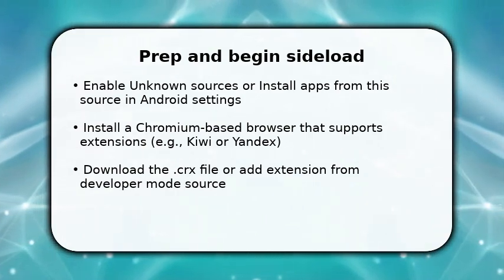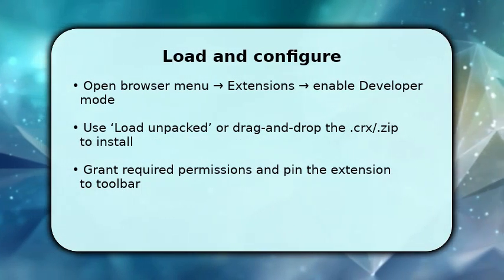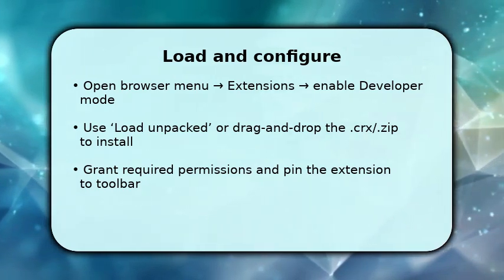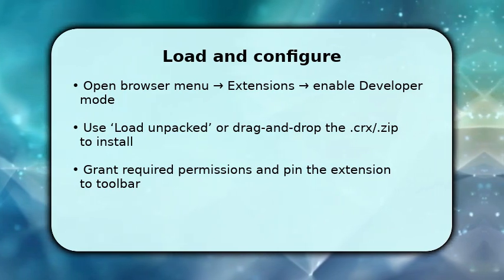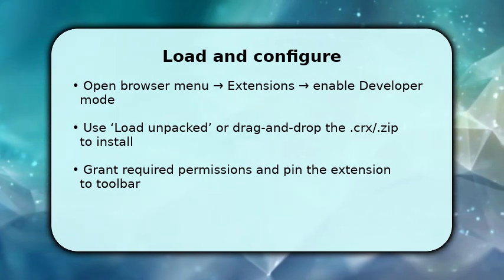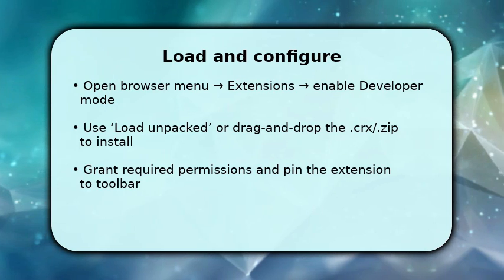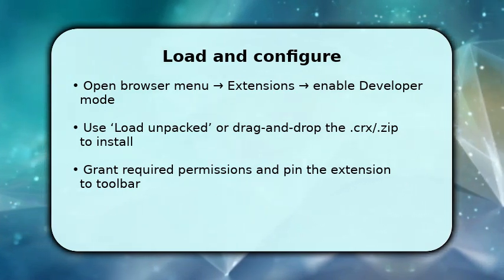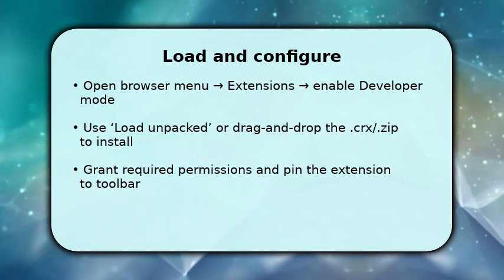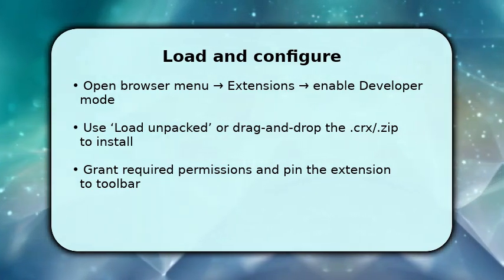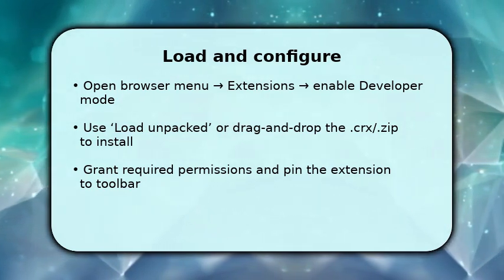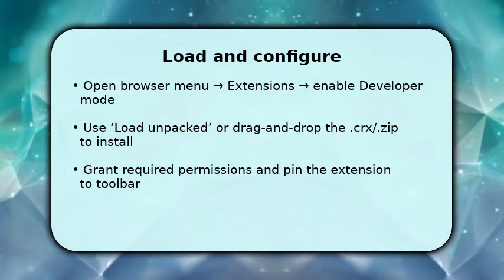You'll now load the extension and configure it. Open the browser's extensions page, enable developer mode, and choose Load Unpacked if you extracted the package. Alternatively, drag and drop the CRX file onto the page. The browser will prompt for permissions. Read them and accept only what's necessary. Once installed, pin the extension to the toolbar for quick access and open its options to sign in or adjust settings. If an extension requires desktop-only APIs, try alternative builds or companion apps to bridge function.